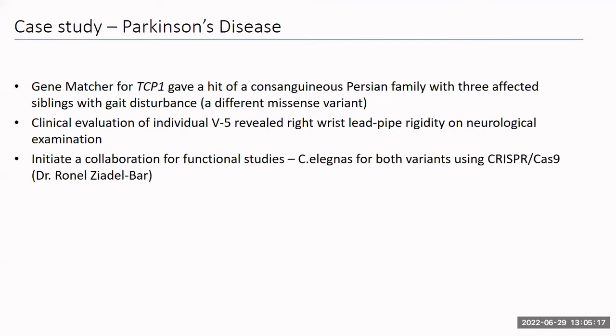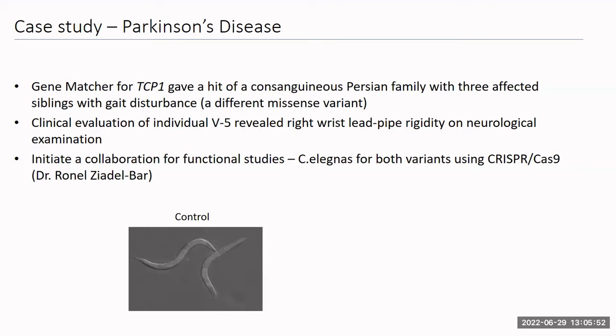And this is why we initiated a collaboration for functional studies, and we generated C. elegans using a collaboration with Dr. Ronen Zaid-El-Bar from Tel Aviv University. And what he performed was C. elegans for both variants, ours and the Persian family variant, using CRISPR-Cas9. So this was the best functional study that could have been performed, because we actually integrated the human missense variants into the worms.